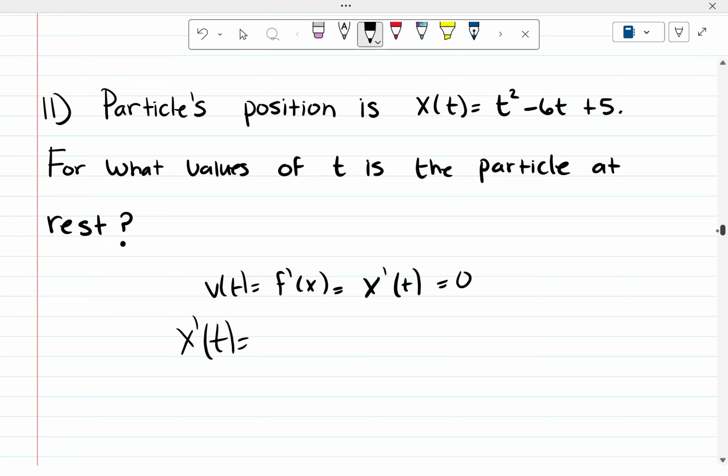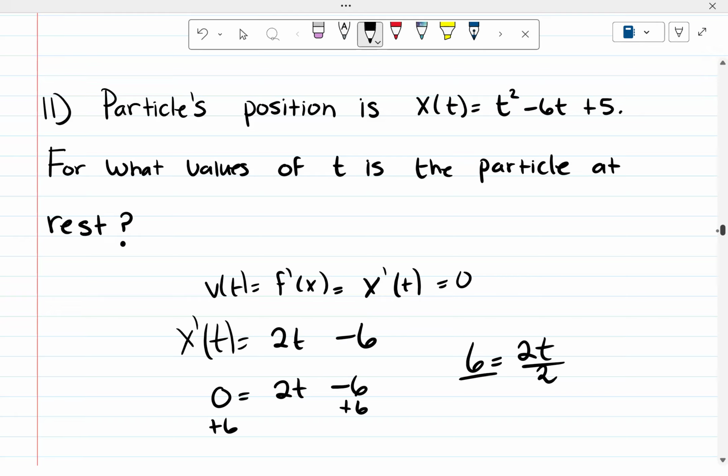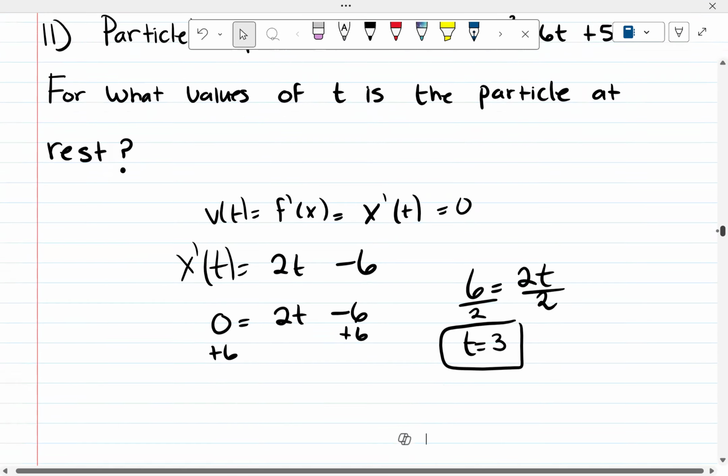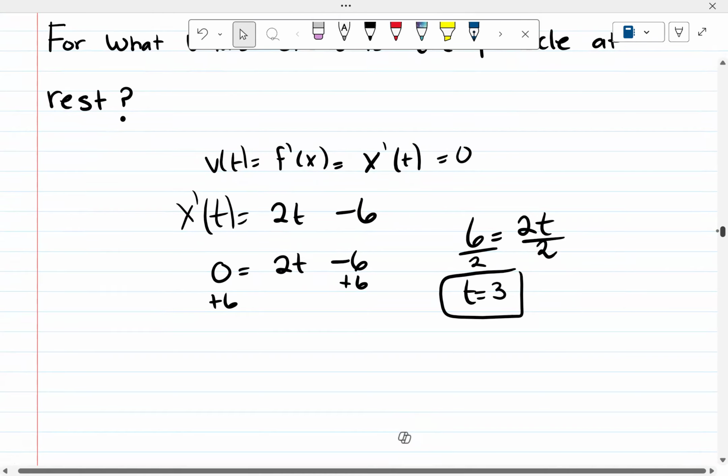Pretty simple. What's the derivative of t squared? It is 2t. The derivative of -6t is -6. The derivative of 5 is 0. And then you set that to 0. Solve for t by adding 6. Adding 6, you get 6 equals 2t. Divide this by 2, get t equals 3. Okay, let's move on to 12. Is that all they're asking for? Yes.